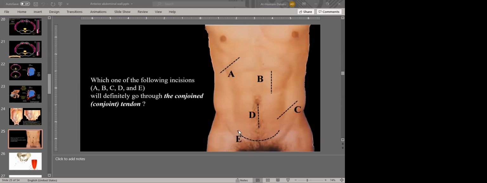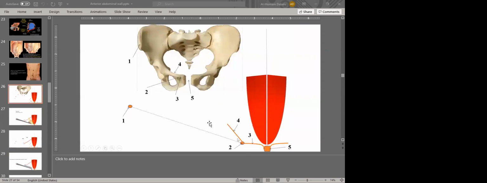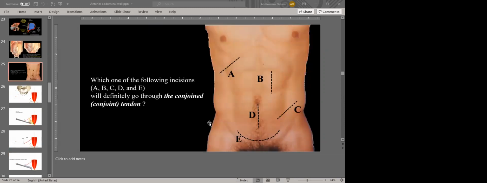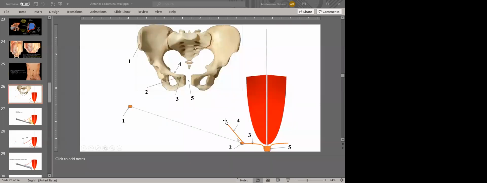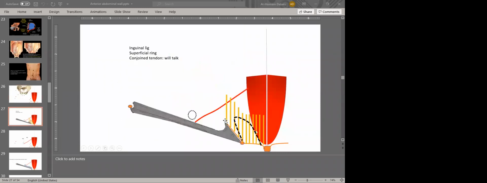I think until now we're doing well. That's our conjoint tendon. Again, what is it? You have both the internal oblique and the transversus muscle. Their aponeuroses merge together and insert into the pubic tubercle and the pubic crest. That's what the conjoint tendon is. It's also called the falx inguinalis. You don't need to know that one because I don't know it either.